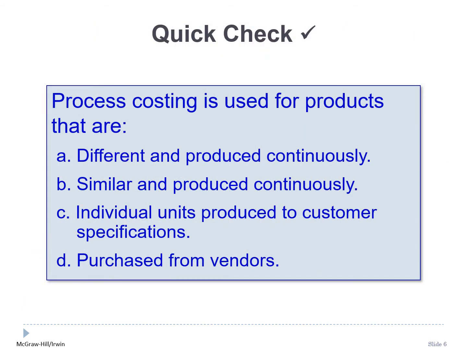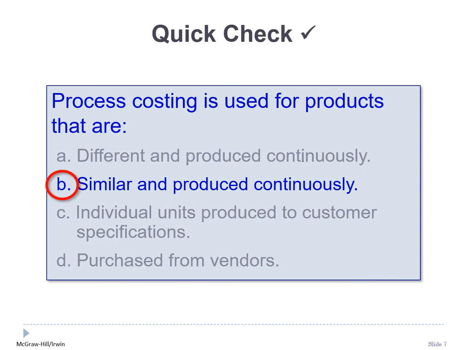And quick check. A process costing system is used for products that are, so let's try to look for the correct answer. Letter A, different and produced continuously. B, similar and produced continuously. C, individual units produced to customer specification. And letter D, purchased from vendors. I'm giving you 10 seconds. And the correct answer is letter B, similar and produced continuously.